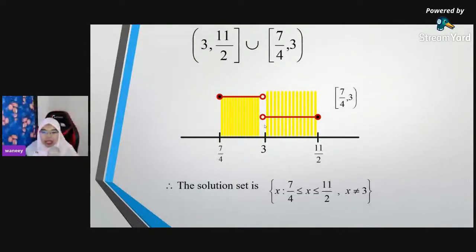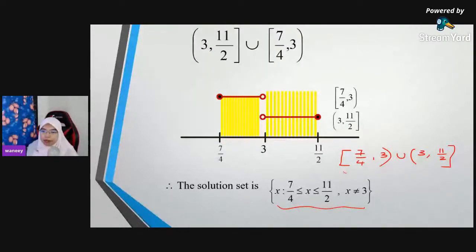So the solution set will be x such that x is in between 7/4 and 11/2, but x cannot be equal to 3. So you can write it like this, or you can easily write them down as 7/4 to 3, union, 3 to 11/2. So this is the solution interval, this is the solution set. Either one.